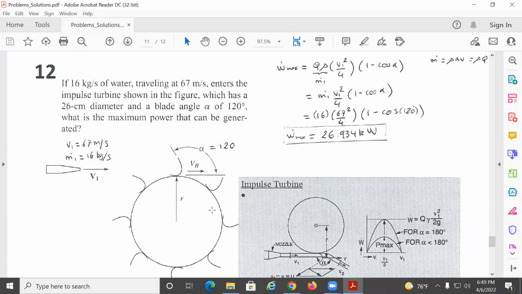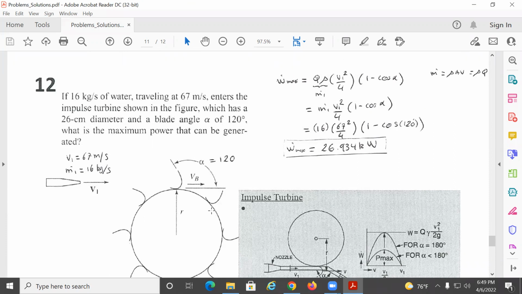Let's see what this problem is. If 16 kilograms per second of water, so this would be the mass flow, okay? 16 kilograms per second, you see I put it here, traveling at 60 meters per second velocity, I put it over here, enters the turbine shown in the figure. Basically it means there are blades over here and it's going to be turning around, which has a 26 centimeters diameter and a blade angle of 120. What is the maximum power that can be generated?